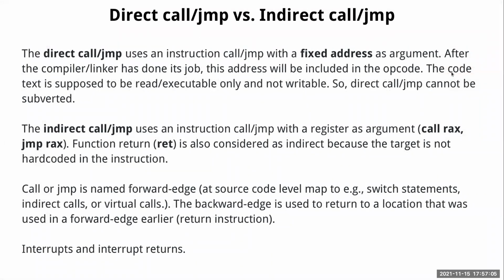Also, the function return, like I said, is also an indirect jump because the target is not hard-coded in the code section. So even if code integrity is maintained, control flow integrity cannot be maintained. In all the literature, we call those calls or jumps the forward edge. The backward edge is used to return to a location that was used earlier in a forward edge, which basically means the return instruction. So back to our example here.